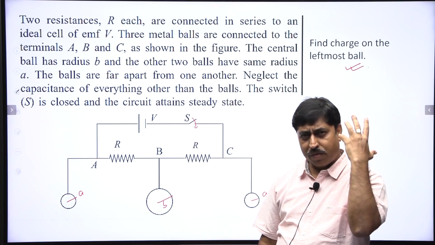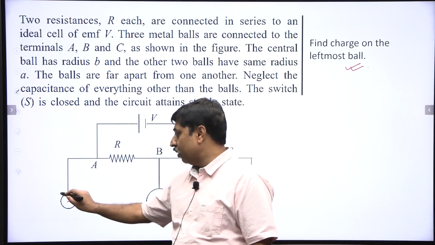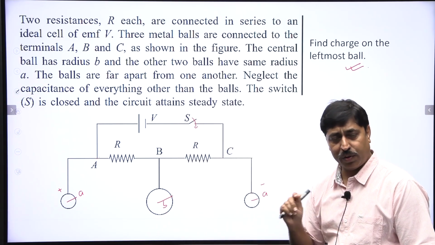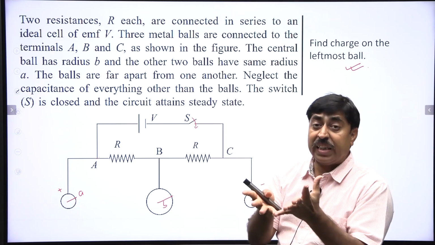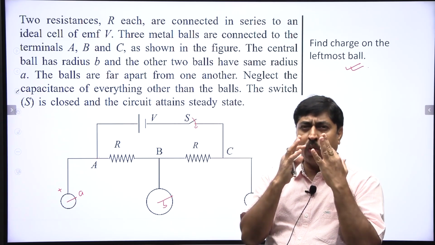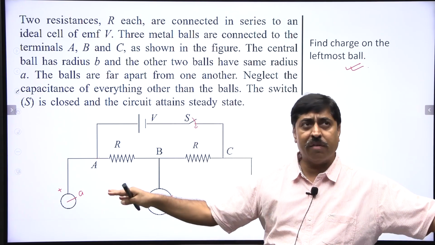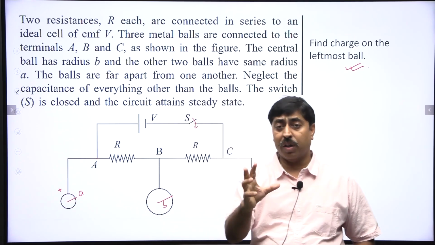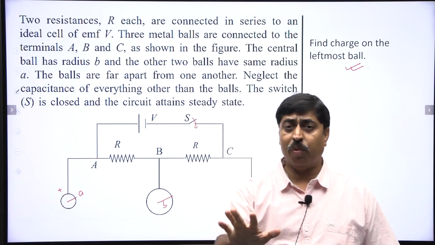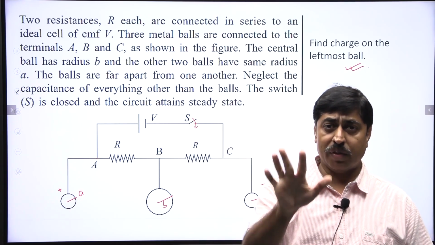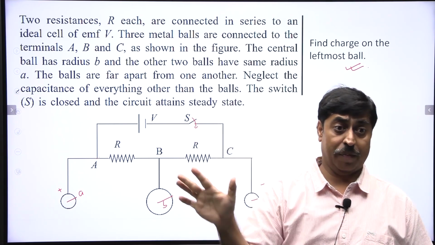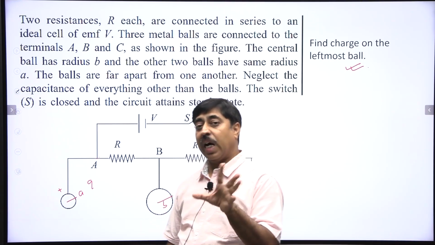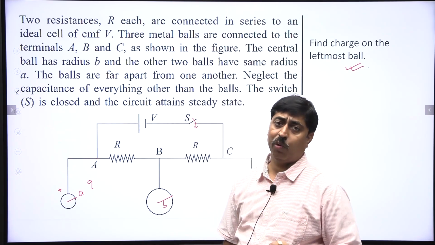So, simple thinking tells me that this ball is going to acquire some positive charge and this ball is going to acquire some negative charge, that is for sure. In a steady state, nothing is changing with time, nothing in the circuit is changing with time. The current is not changing with time, the charge on the balls is not changing with time, everything has come to a constant value. So, steady state means nothing is changing with time. So, this ball, let us say, has acquired Q charge and the charge on this ball is not changing anymore.